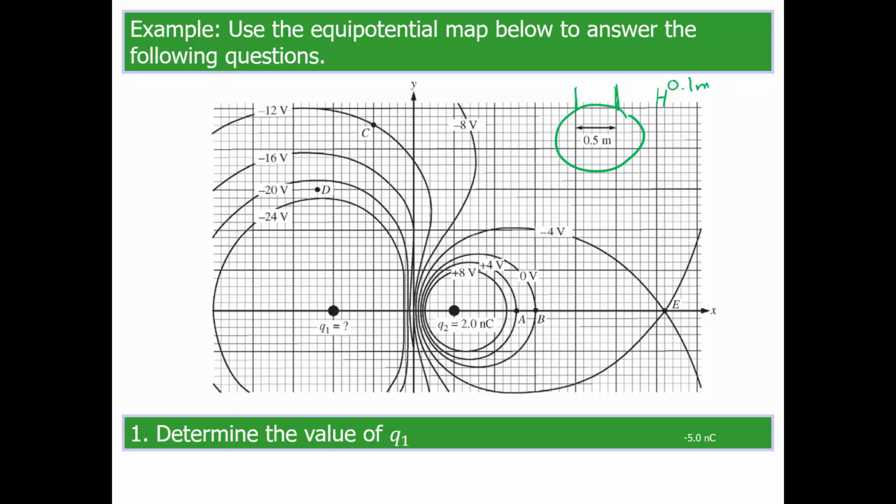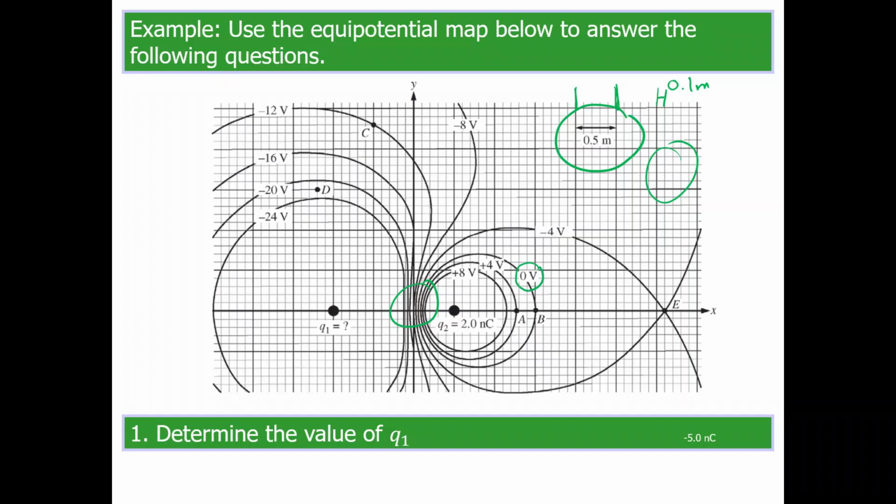I can learn a lot about the potential just by looking at this map. I can also learn about the electric field. So for example, I know that my electric field is going to be strongest when my potential lines are close together. So that's going to be at that point right here. And it's going to be weakest out here in this area where there's a lot of space in between those potentials. I also noticed that I have a 0 volt line here.